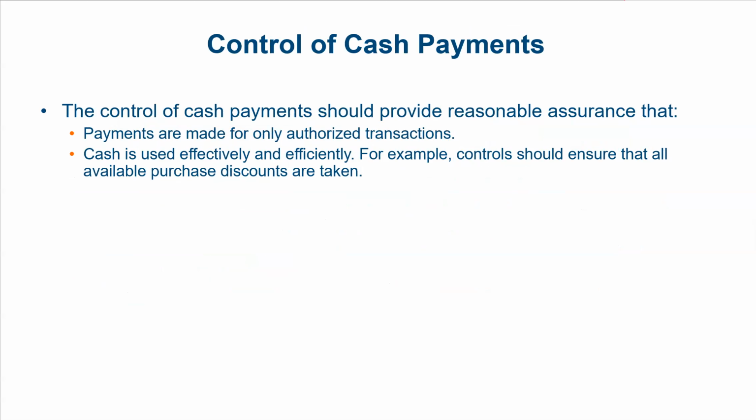The control of cash payments should provide reasonable assurance that payments are made only for authorized transactions and that cash is used effectively and efficiently. For example, controls should ensure that all available purchase discounts are taken. We wouldn't want to leave any discounts on the table because that's making us pay more money than what we should have.